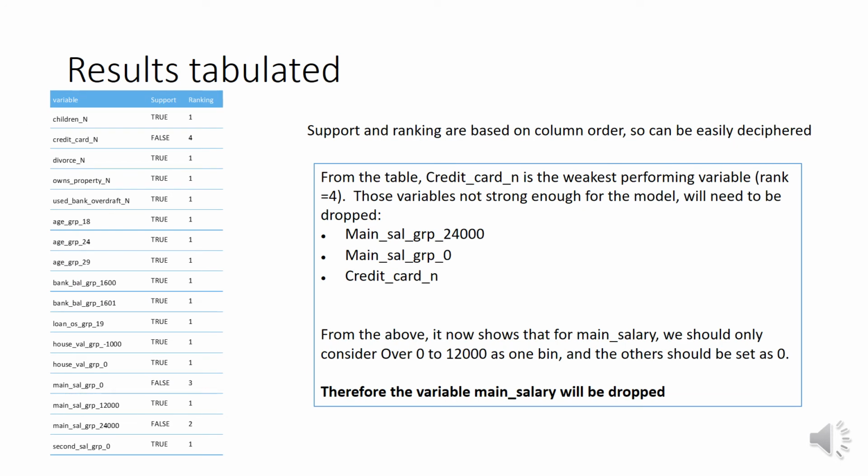The support and ranking are based on column order, so it can be easily deciphered, as shown here, where they have been put into a table. From the table, credit card N is the weakest performing variable, which is rank equals 4. Additionally, those variables not strong enough for a model will need to be dropped, which is main salary group 24,000, main salary group 0. From the above, it shows that for the variable main salary, we should only consider over 0 to 12,000 as one bin, and the others should be set as 0. Due to this scenario, we're going to drop the variable main salary.